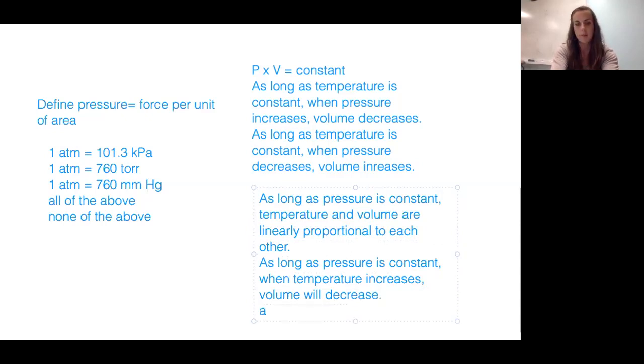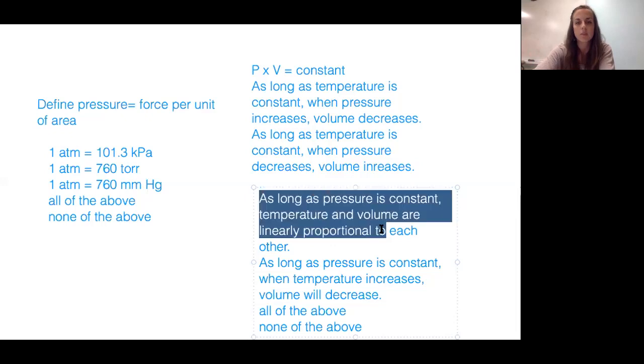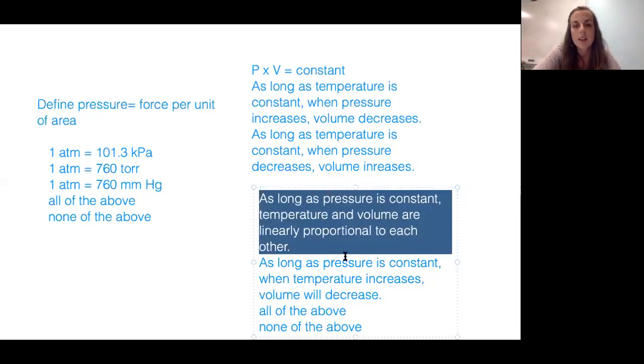So remember, Boyle's law and Charles's law are the 2 separate laws that combine to make the combined gas law. So we just talked about pressure and volume. So Charles's law was volume and temperature. And the answer to that question, it's number 4, would be this one, the first one. As long as pressure is constant, temperature and volume are linearly proportional to one another, because remember, volume divided by temperature is constant. So that would be your answer for that one.